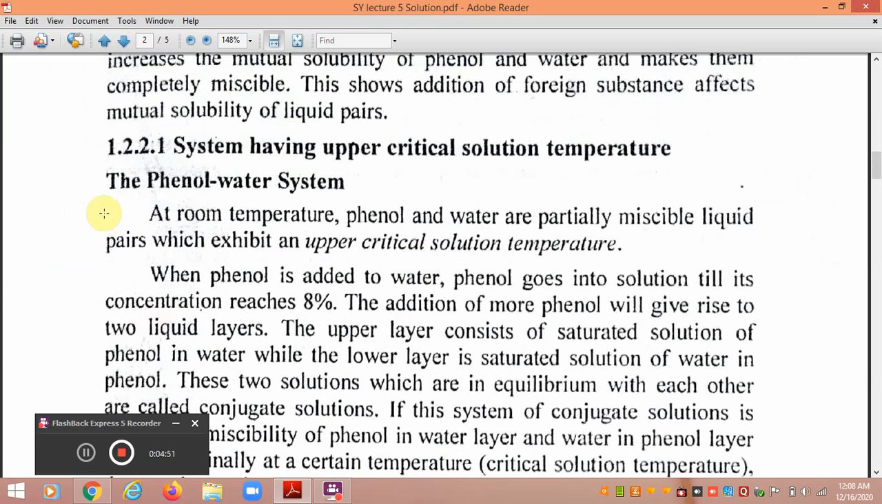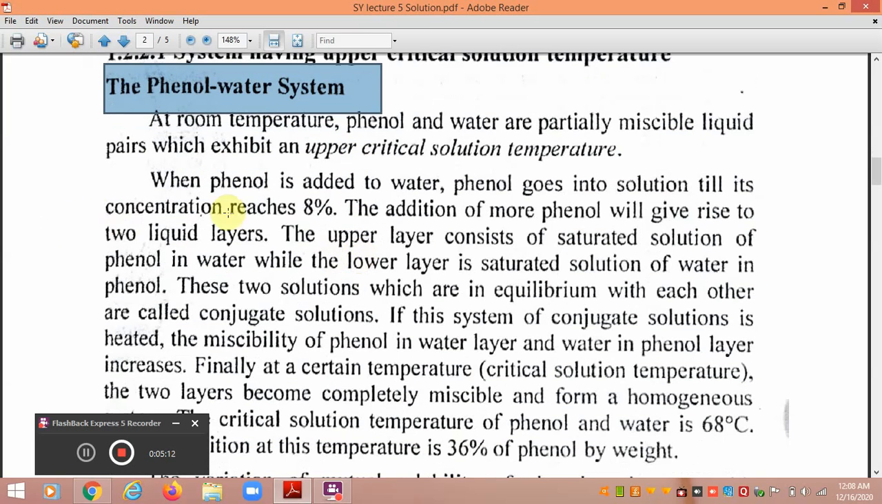So dear friends, first of all we will talk about the first system, which has the upper critical solution temperature, meaning the miscibility increases with the increase in temperature. Phenol and water are partially miscible liquid pairs which exhibit the upper critical solution temperature. When phenol is added to water, phenol goes into solution till its concentration reaches 8%, and the addition of more phenol gives rise to two liquid layers. The upper layer consists of the saturated solution of phenol in water, and the lower layer consists of the saturated solution of water in phenol.